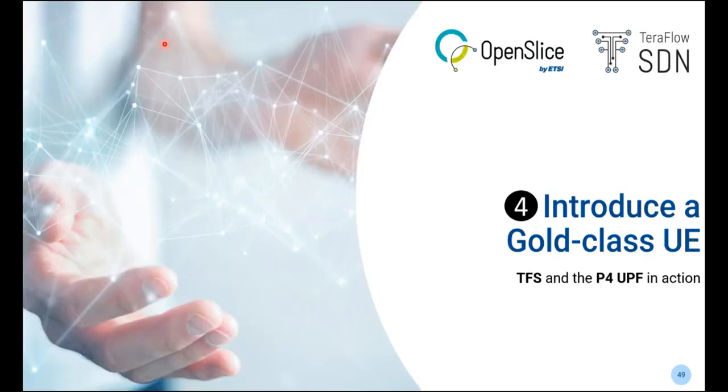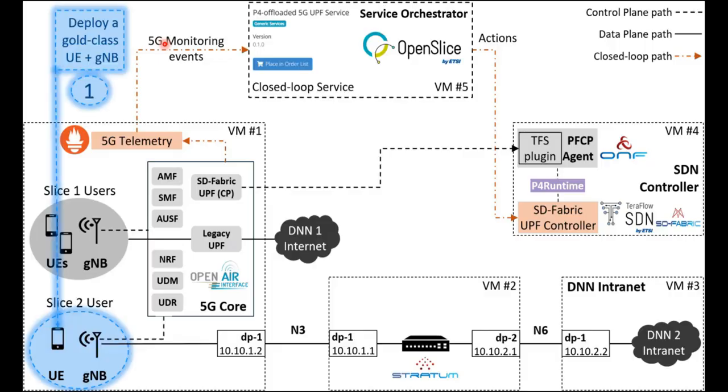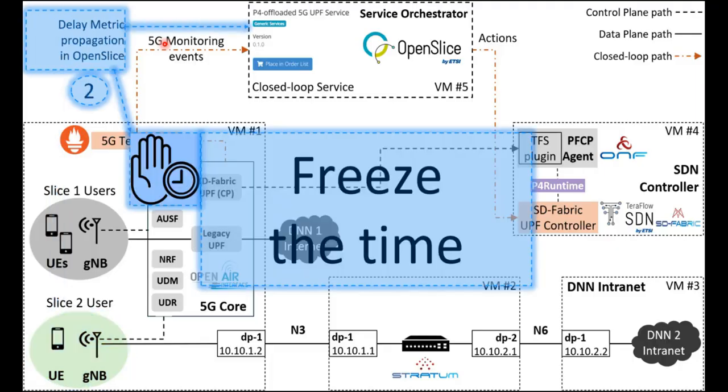So we go to the last phase now, in which we're going to introduce a gold class UE, which has to go through the UPF function in P4. Again, we instantiate another G-Node B simulator here, which has a UE of a gold class. And now, just to demonstrate to you that this is real, we freeze the time.